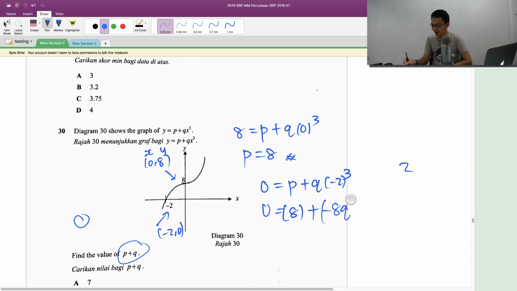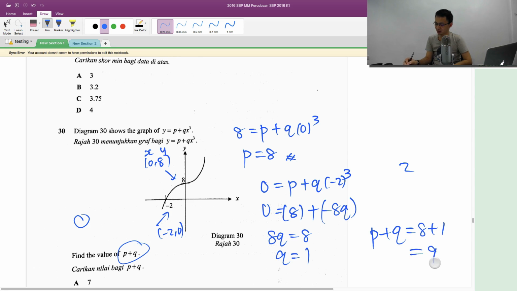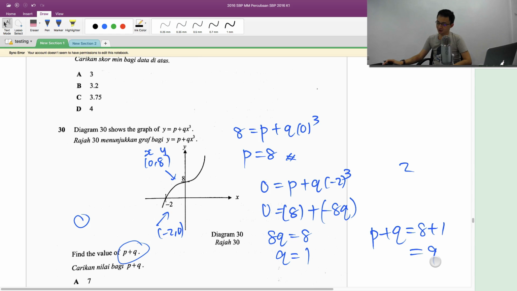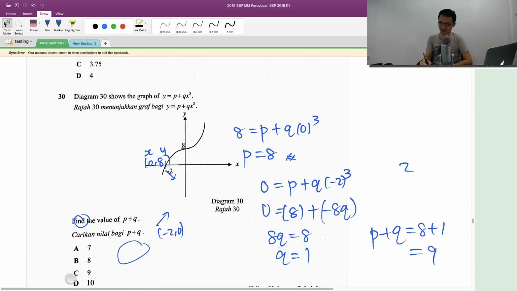So I know 8q equals to 8. Q equals to 1. So the question asks p plus q. So that means 8 plus 1. So the answer should be 9. Alright, so yep, the answer is 9.